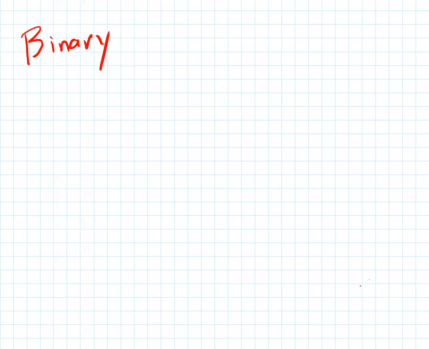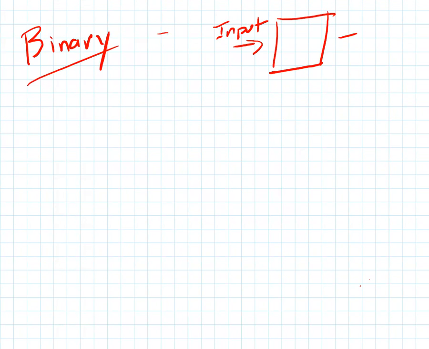Okay, we're going to talk about binary. Essentially, binary is a system for inputting and outputting to computers. Think about it as we have inputs that go into computers, and then a computer outputs something. In math, this is common.